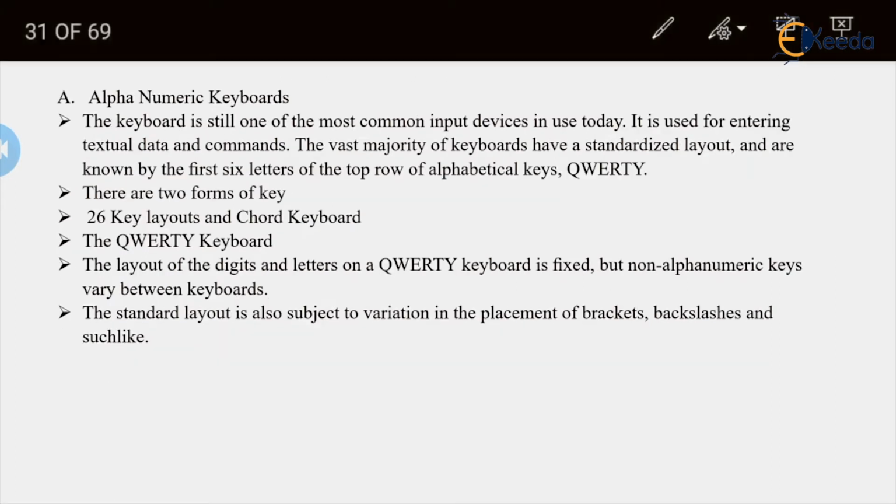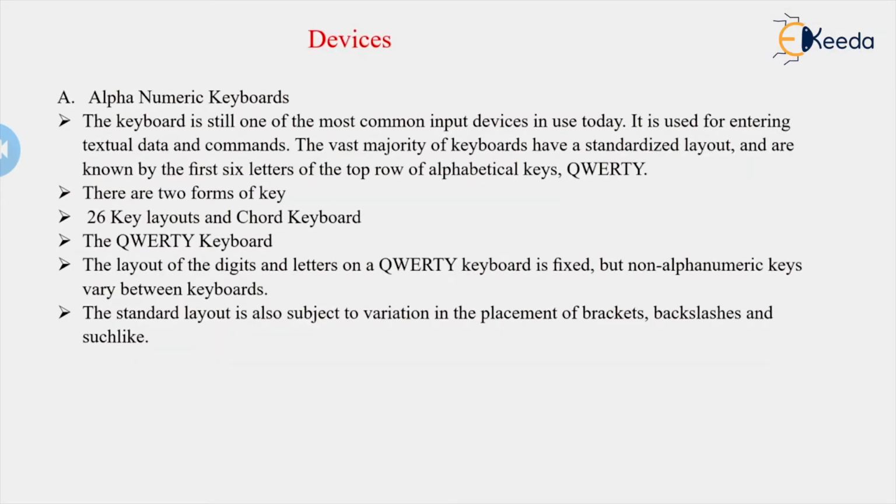So first we look at the devices. The first device is the keyboard, the alphanumeric keyboard. The keyboard is still the most common input device used today. It is used for entering textual data and commands. Normally it has a 26-key layout, which arranges the alphabet letters in a certain order.